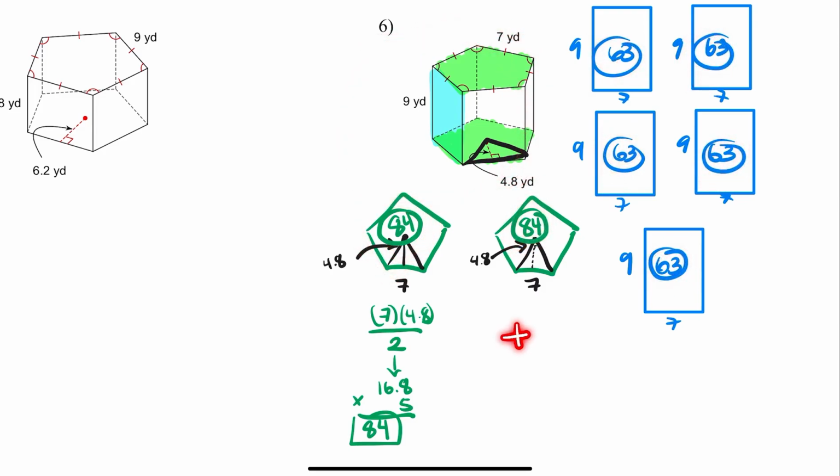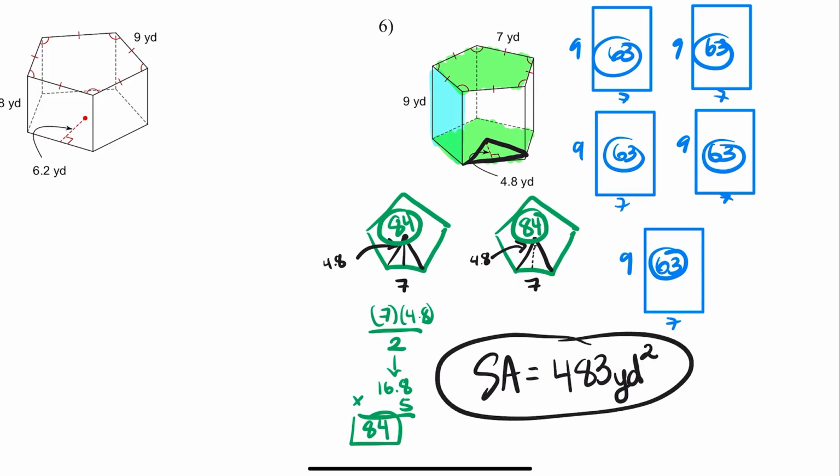All right, sweet. I now have the areas of all the surfaces of this prism right here. My last step is to add them all up. So surface area, let's do all this math. 84 plus 84 plus, I'm just gonna do 63 times 5. I'm gonna skip ahead. 63 times 5 plus 84 plus 84. There we go. All right, total surface area is 483. The units are in yards. Because it's area, it is in squared units.